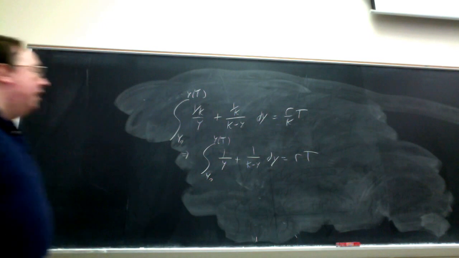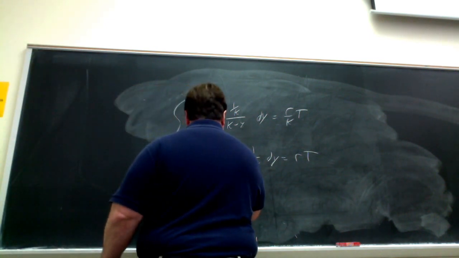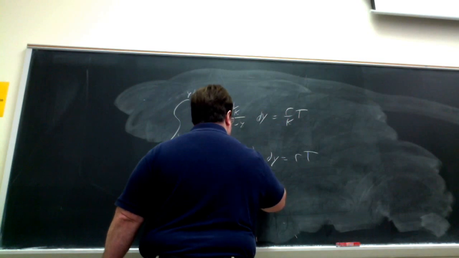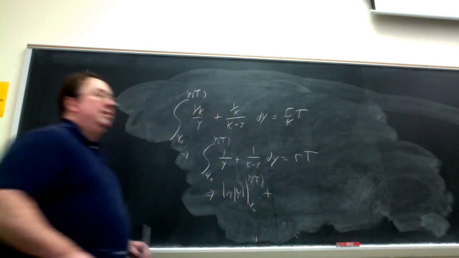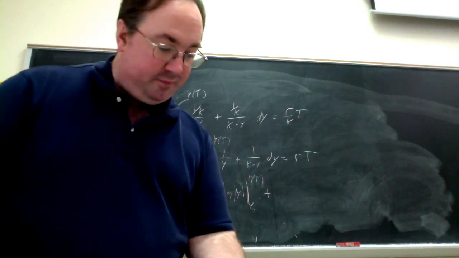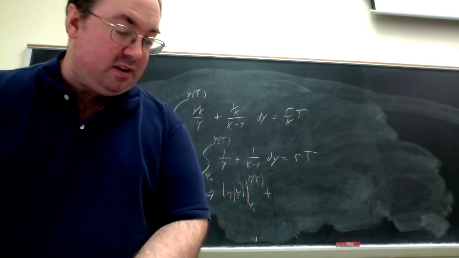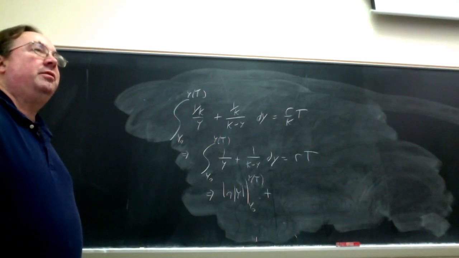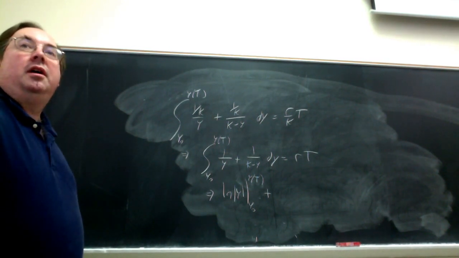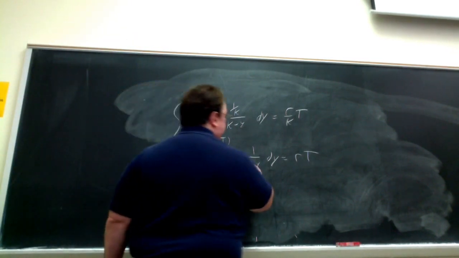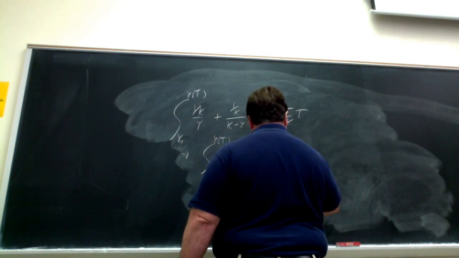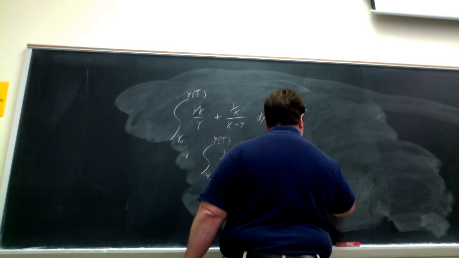So now we have that. And now we can go ahead and integrate. So this would be natural log of y from y naught to y of capital T. And then what about that? 1 over k minus y. What's the integral of that? Be careful. With a minus, because of the minus in front of a y. So you have minus natural log of k minus y, with the same limits, y naught to y of capital T.